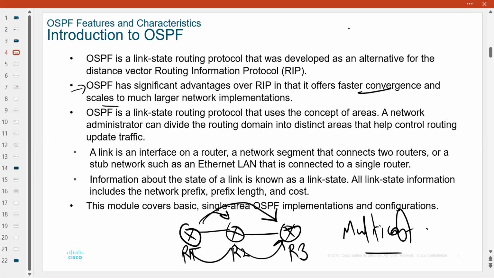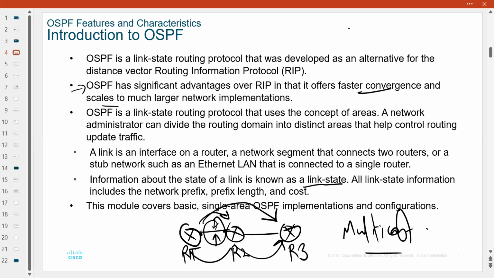A link is an interface on a router, a network segment that connects two routers, or a stub network, or an Ethernet LAN. So we know what a link is. It's a connection between, let's say, two devices. It can be an end device and a router, but in this case, we're focusing on routers. Information about the state of a link is known as a link state.